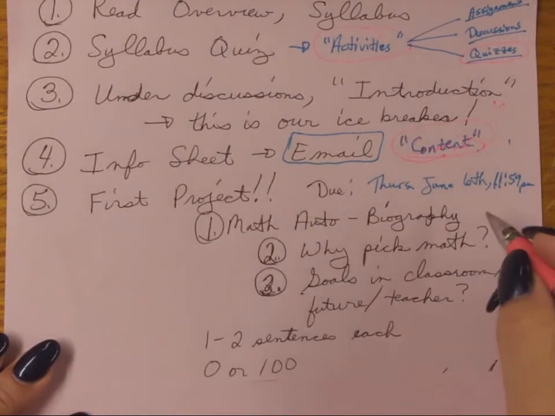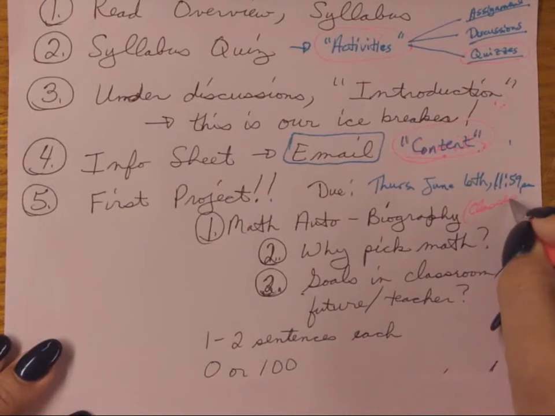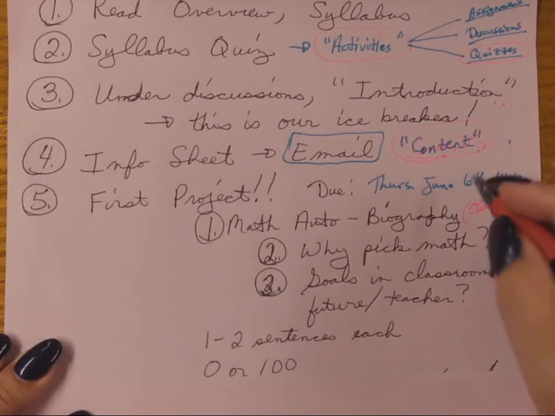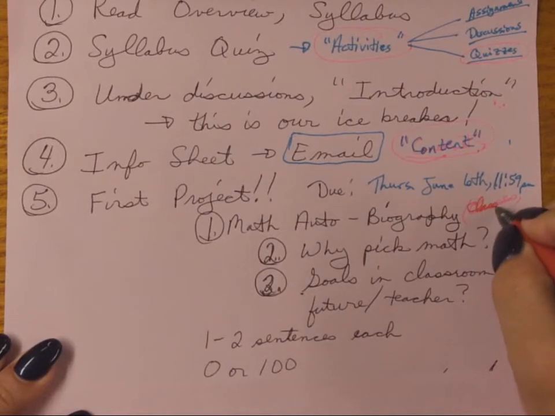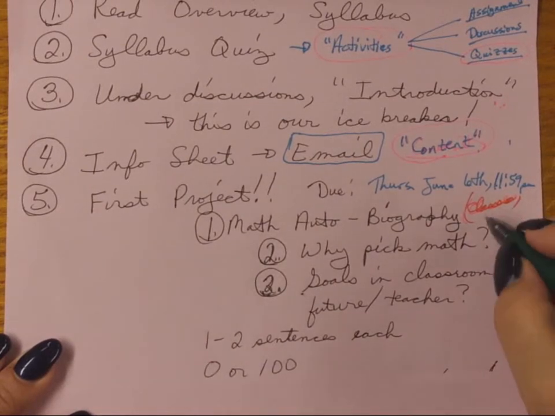One is your math autobiography, and by that I mean like classes taken. Let me pull a different color here. Sorry. That pink's just not showing up like it wanted to. Neither is the red. Okay. Classes taken. Experiences with teachers.